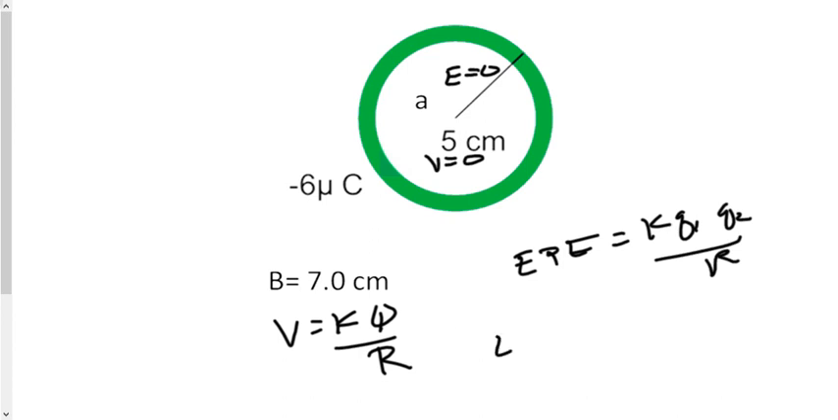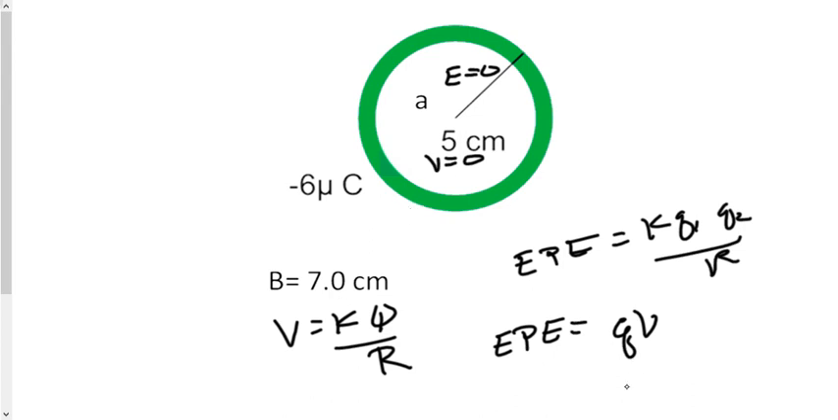Or I can remember electric potential energy is just equal to Q times V. So I already have my voltage at this location and my voltage at this location here. So I can calculate the electric potential energy here, and this would be 0, of course. And then the difference between those two is going to be the amount of work done.